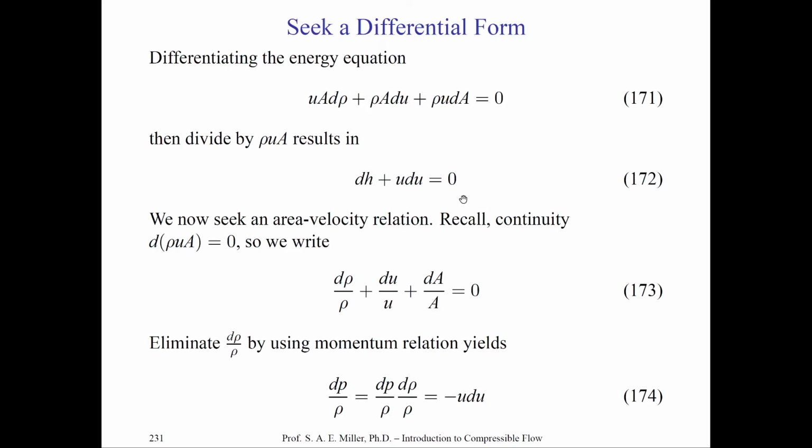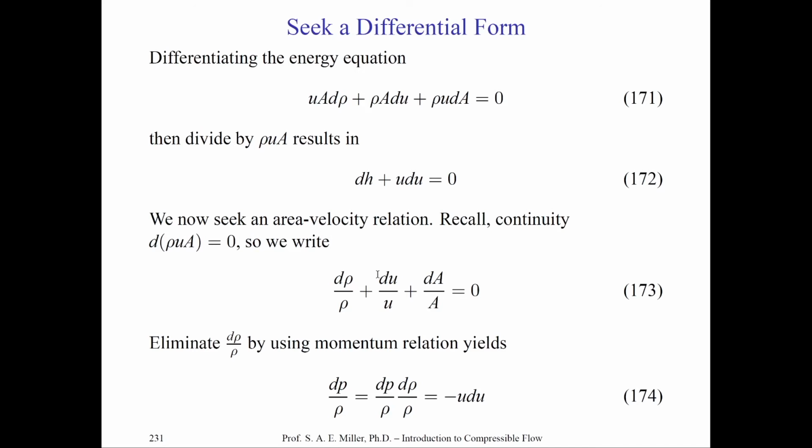Now, it's interesting to see a relation of how the velocity changes with area of the stream tube from, say, one state to the next or between positions dx. So we seek what we call the area-velocity relation. Remember our continuity formulation from a couple pages ago. It was the differential of rho UA is zero. So we can now write, using 172 and 171, this form after some algebraic manipulation. We'll get d rho over rho plus du over u plus dA over A, which will be equal to zero.